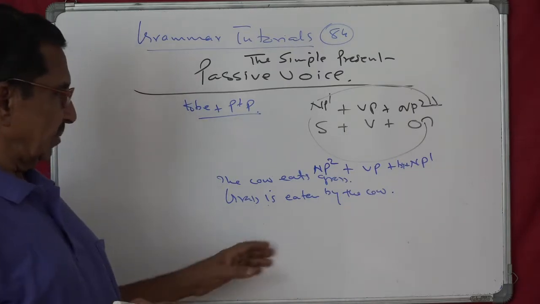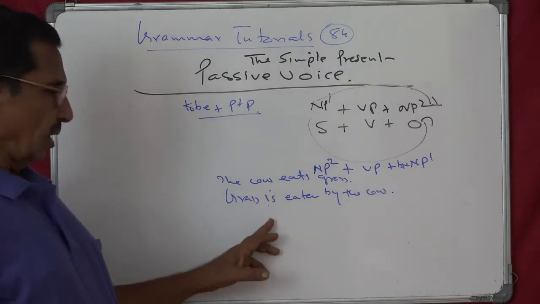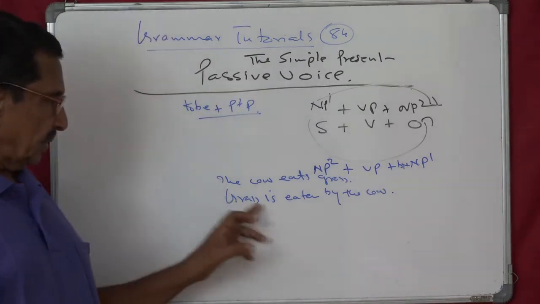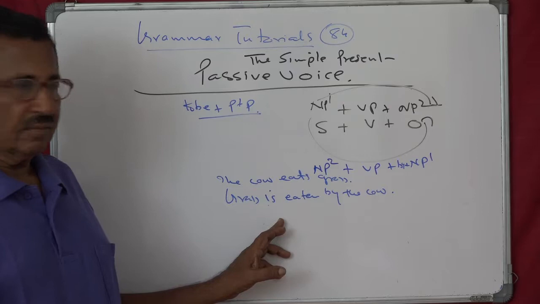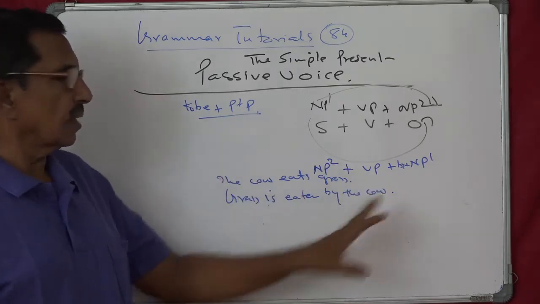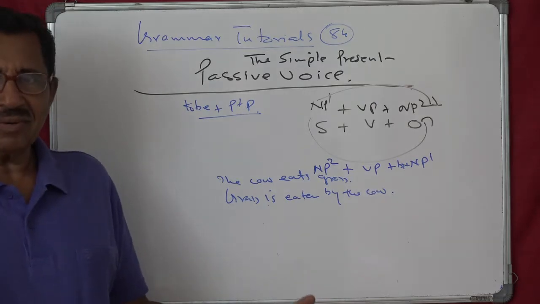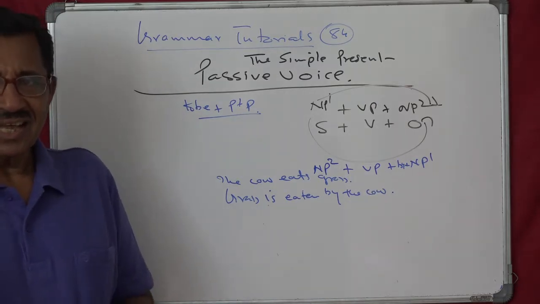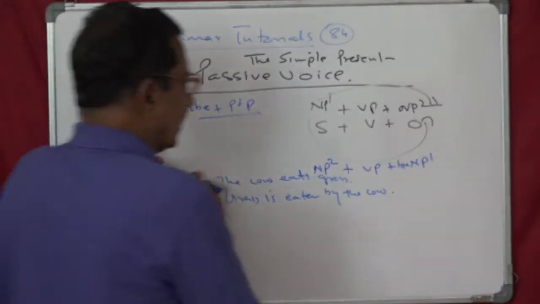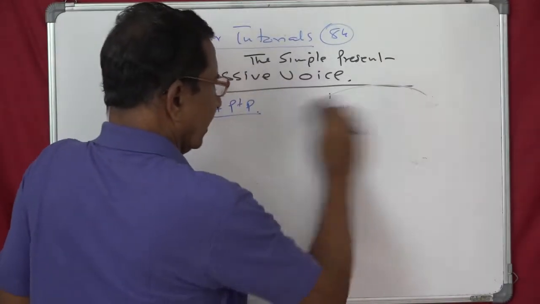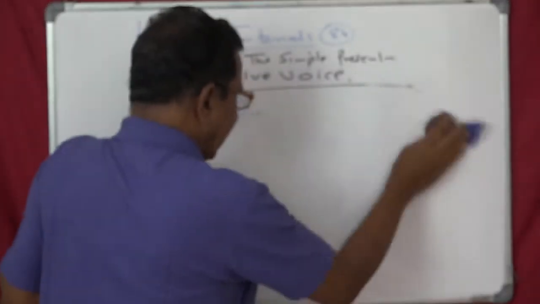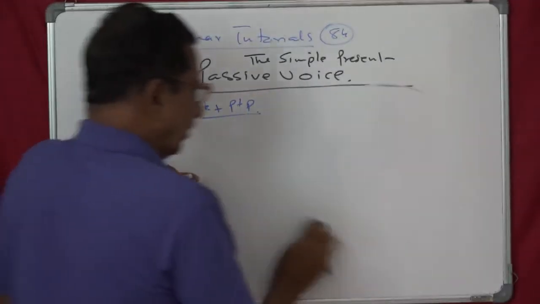Grass is eaten by the cow. You have to insert the appropriate form of to be. Third person singular and therefore is. To be plus past participle of the given verb. Eaten by the cow. Very simple. That is the simple present passive. Okay, we will do more sentences, then you can understand. So this is it: to be plus past participle is the passive. To be, anywhere you will find that.